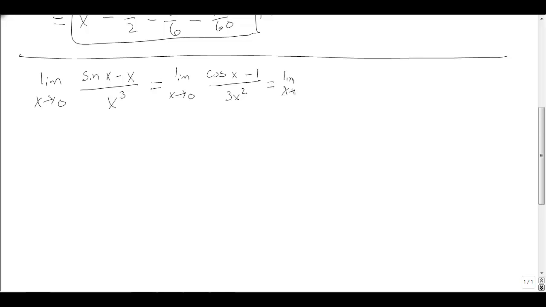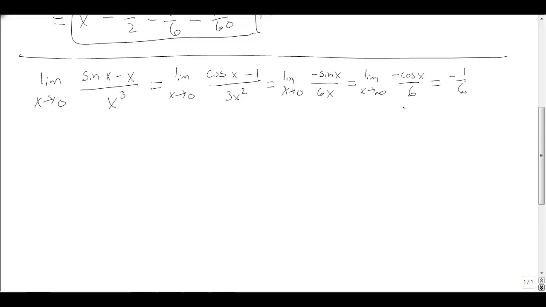Limit as x goes to 0. So the derivative of cosine x is negative sine x. Derivative of negative 1 is 0. Derivative of 3x squared is 6x. Plug in x equals 0. I'm going to get 0 over 0 again. So I do L'Hopital's rule again. And what I get is negative cosine x over 6. And then you plug in x equals 0, and you'll get a negative 1 on top, 6 on the bottom. So you can get a negative 1/6 here using L'Hopital's rule. We had to do this 1, 2, I think 3 times here.